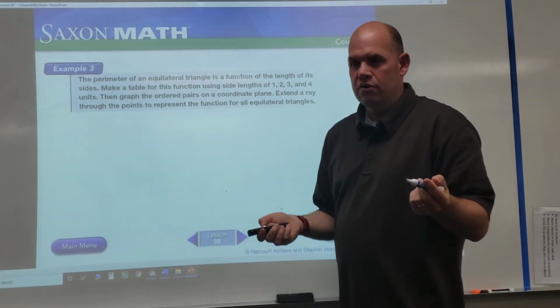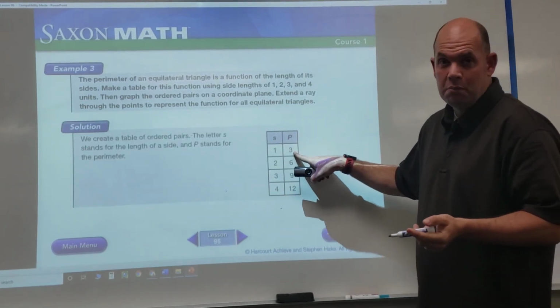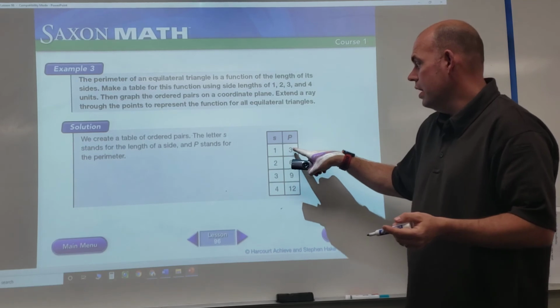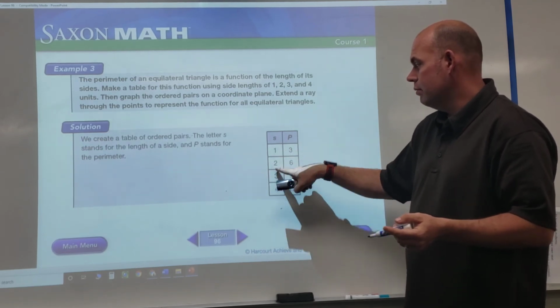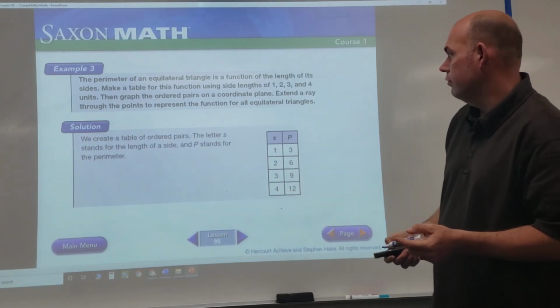So actually I don't need to draw this, I'll have it on the side. 1, 2, 3, 4. 1 equals 3. Remember, 3 sides equals the perimeter. So then we just multiply each number by 3. 2 times 3 is 6. 3 times 3 is 9. 4 times 3 is 12.